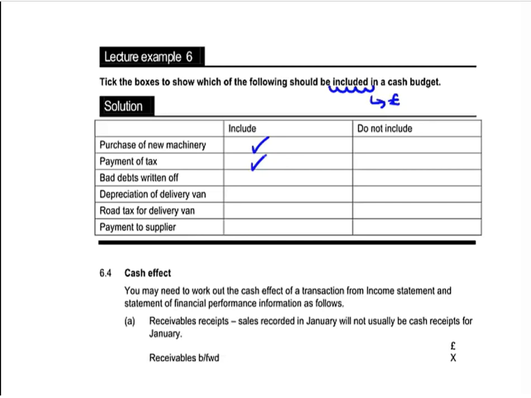When bad debts are written off, that is going to be an expense to your income statement, but it's not going to be included in your cash budget because you don't actually have any financial impact. It's going to have an impact on your profitability and it will reduce the amount of cash you received, but you won't actually show the bad debts written off in your cash budget. Similarly, depreciation won't be included because you will have included the purchase of the delivery van. The road tax, though, you have to pay for, so that gets included, as does your payment made to a supplier.